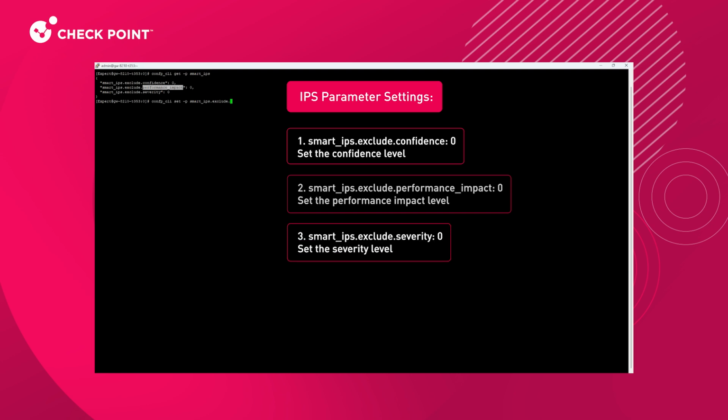The last parameter is used to define the severity level of IPS protections that should be excluded from enforcement. It allows administrators to exclude protections based on the severity of the threats they are designed to mitigate. When this parameter is set to a specific value, protections with equal or greater than the value set will be excluded and not disabled by the Adaptive IPS.